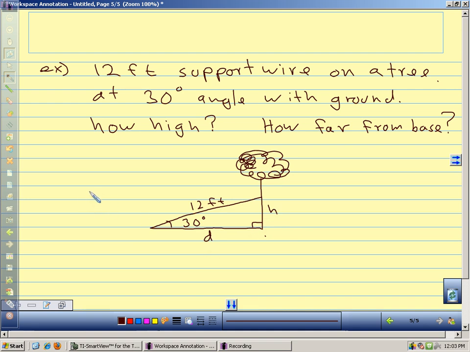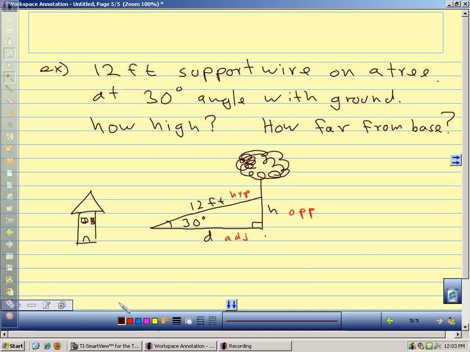Let's say our house is over here. So we want to make sure we have enough room to run the wire out this way. So there's our house. Want to make sure we have enough room here. So let's start off following our steps. Let's label our triangle. Is D the opposite, the adjacent, or the hypotenuse? That's the adjacent side. 12, opposite or hypotenuse? That's the hypotenuse. H is going to be our opposite side.